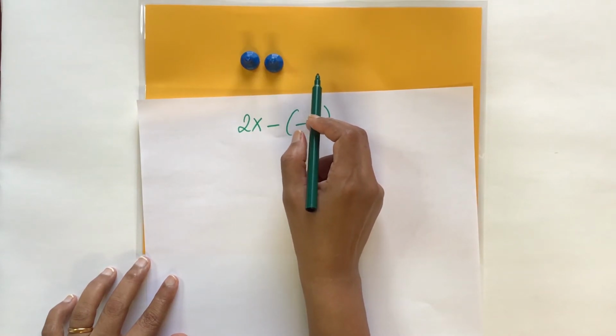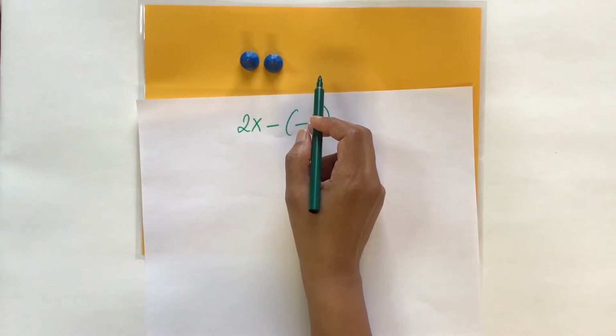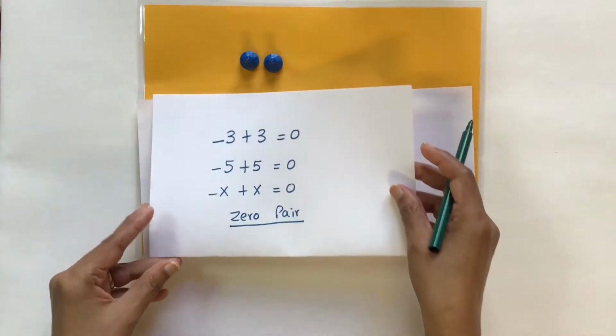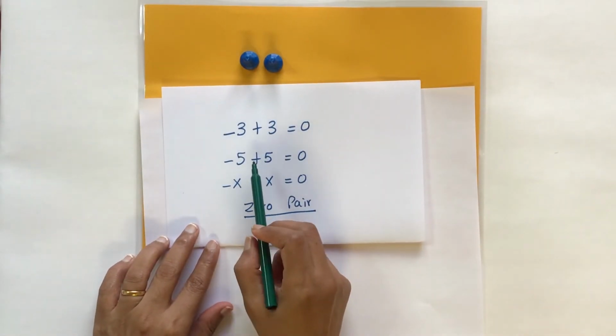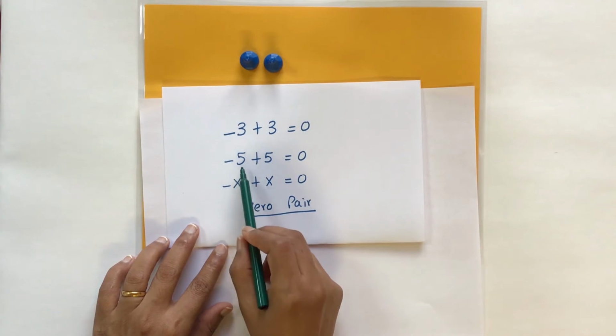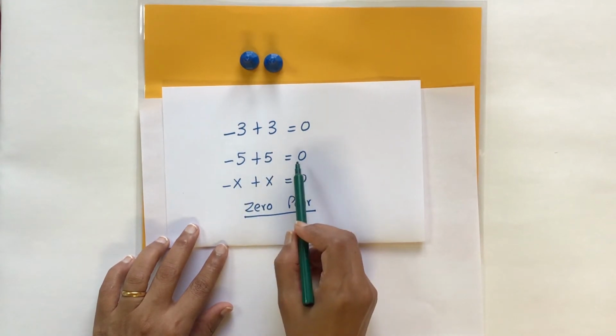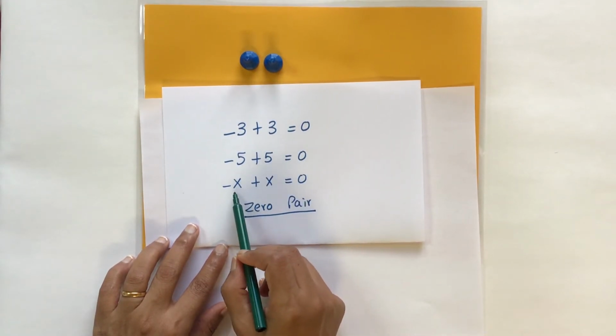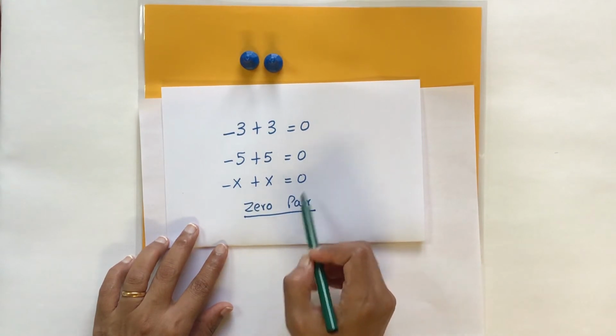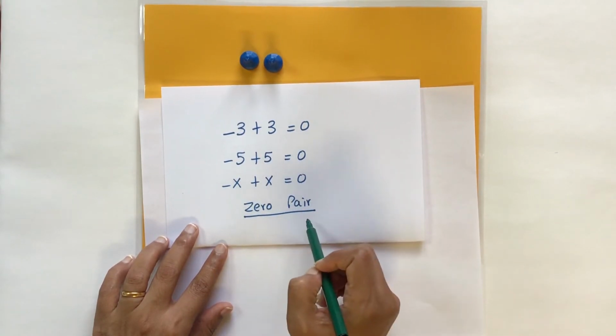So in this case, we are going to use the idea of zero pair. The zero pair states that negative 5 plus 5 equals 0. The same applies for a negative x plus x equals 0. So we are going to use the concept of zero pair.